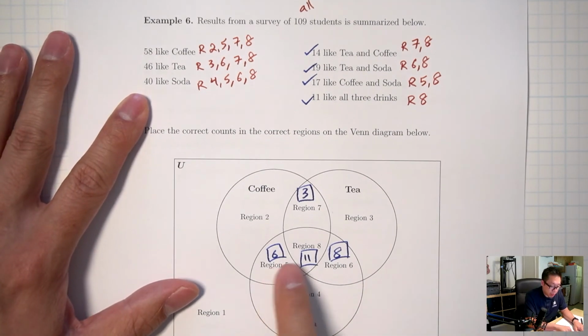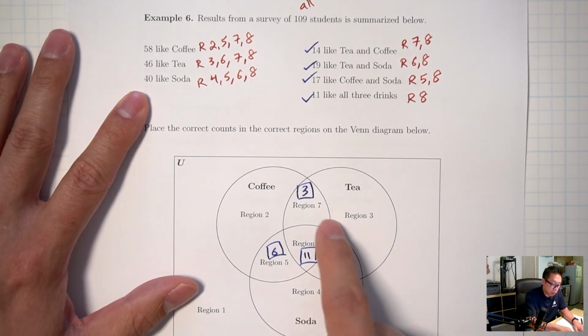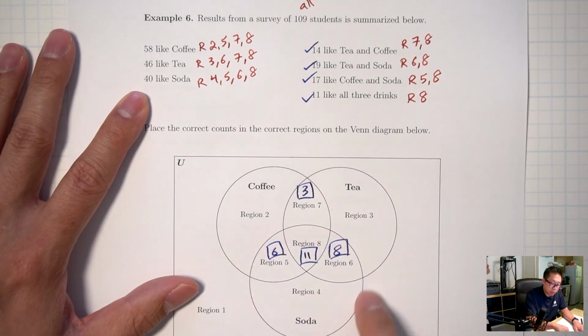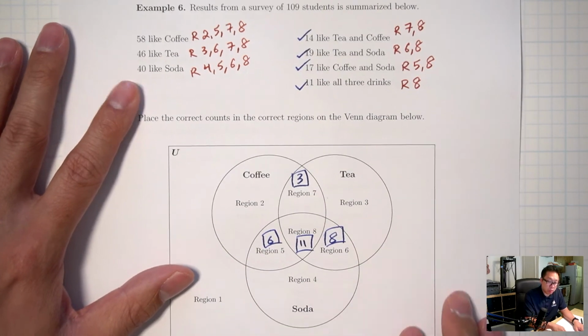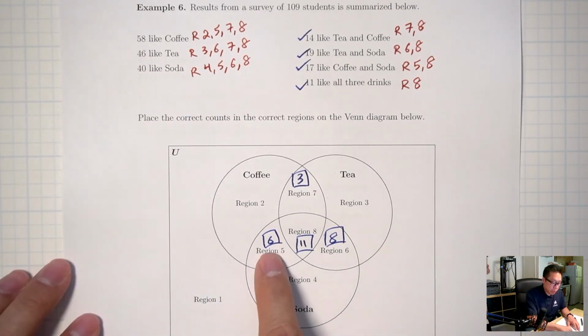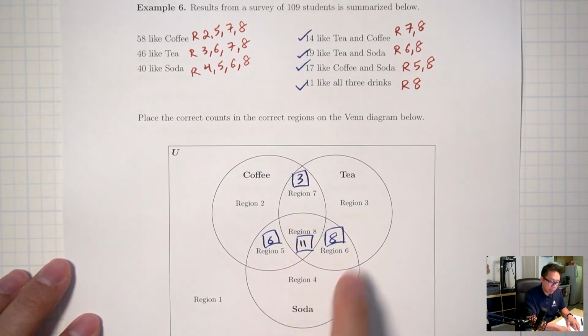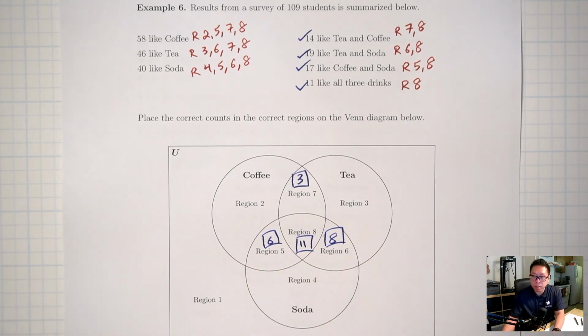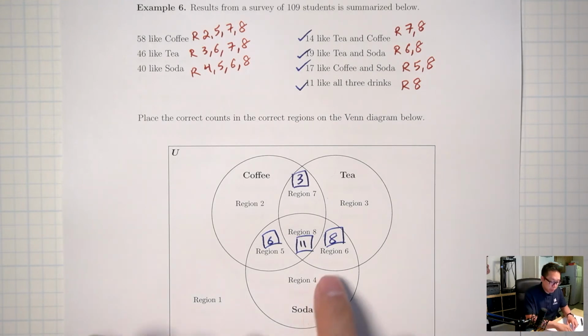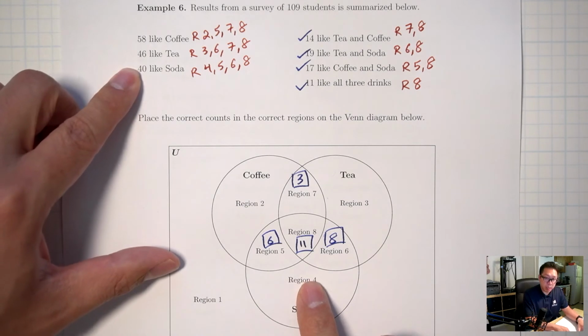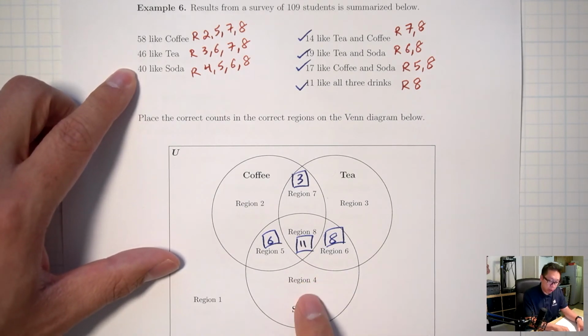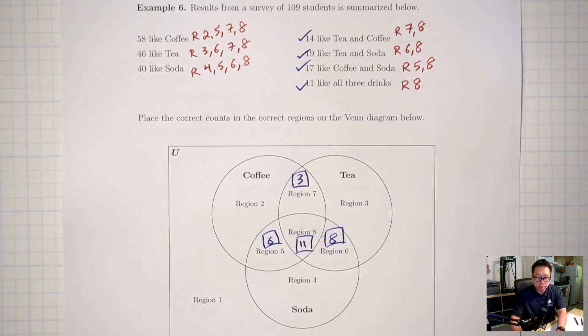Right now I have 6, 11, 8. What is the missing number so that all of these regions add up to 40? What you'll do is add up what you have so far. So 6, 11, 8, which is 25. Then take your target and subtract the 25. So 40 minus 25 is 15.